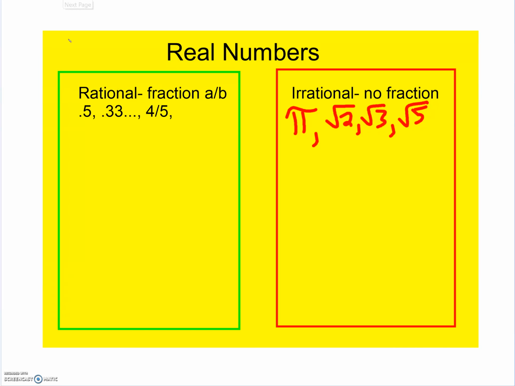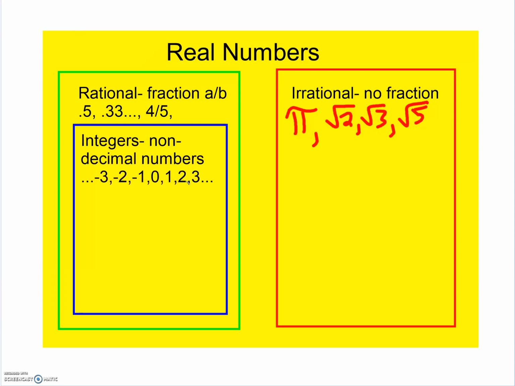Okay, so now let's talk about the rational side. We've got smaller boxes here. With irrational, there is no pattern, but with rational, we have patterns. So we'll move on, and the next box is integers. Those are your non-decimal numbers as you see here: -3, -2, -1, 0, 1, 2, 3, and the dots mean on to infinity both ways.